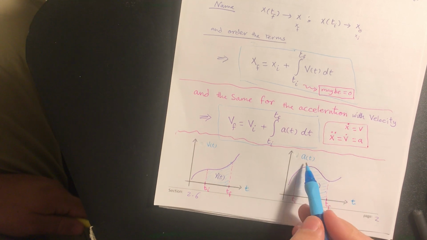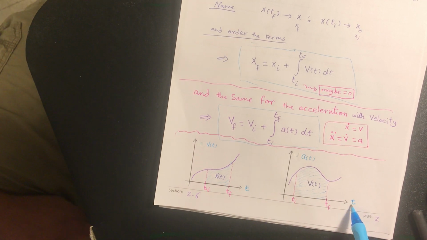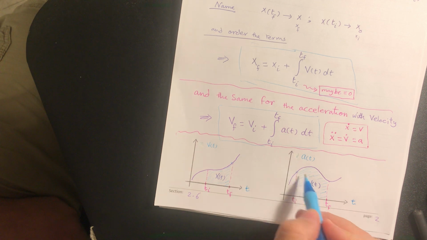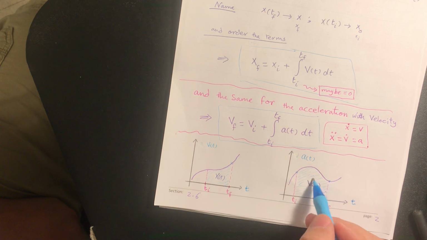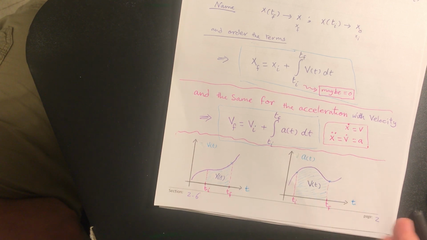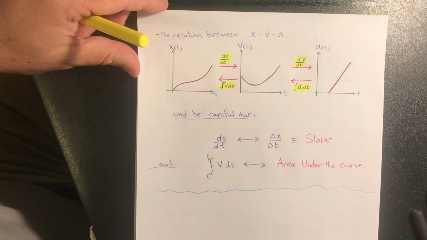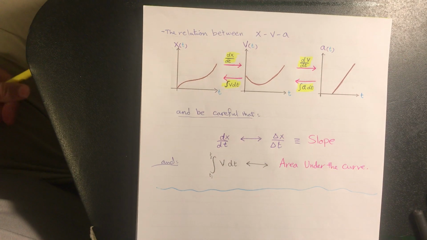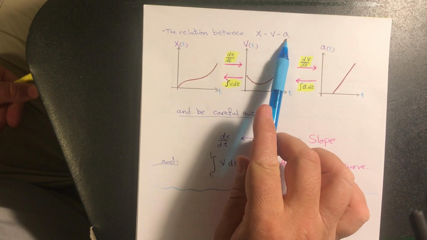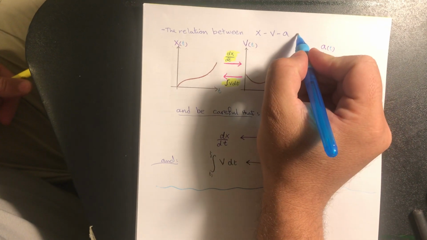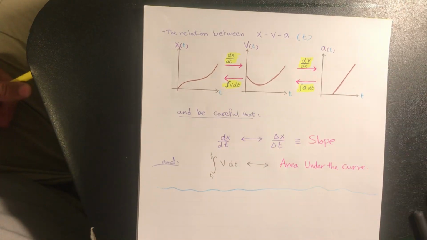If we look at the acceleration graph versus t, and we integrate from t initial to t final, the area under that curve is the velocity. Okay? Be careful of that. This is the final idea. We have a relation between x, v, and a, the acceleration. All of them are functions of t.